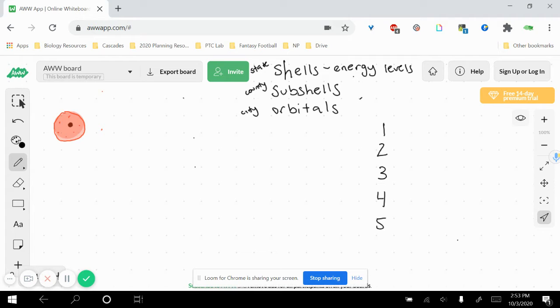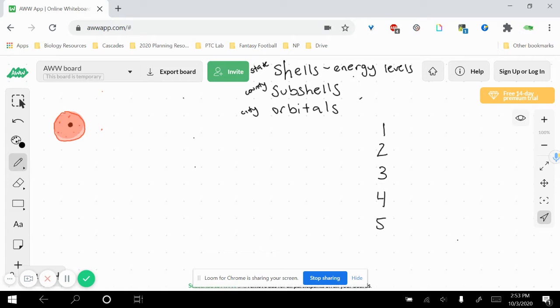And so first we would deal with the first shell, then we would deal with the second shell, then we would deal with the third shell, in the same way that in a game you would deal with level 1 first, and then you would progress to level 2, and then you would progress to level 3, and so on and so forth. You go through the levels in order.